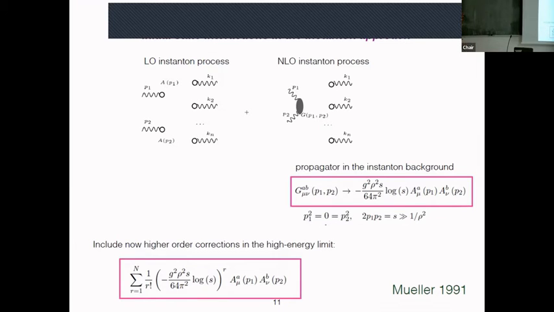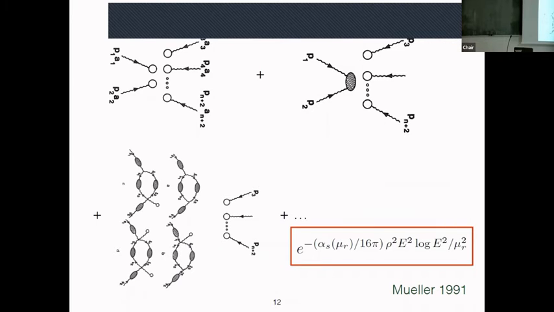So the limit is that each of the p squared is 0 or close to 0, and the square root of s prime is much greater than the inverse instanton size. And this way you can resum perturbation theory. This was a leading order contribution in perturbation theory. These are higher order contributions in perturbation theory.